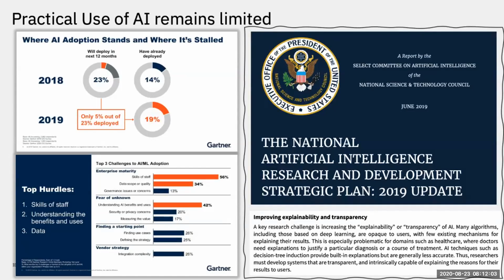Last year, the White House produced a report. This is a report by the Select Committee on Artificial Intelligence of the National Science and Technology Council. Highlighted in this report is the need to provide more explainability and transparency in AI systems, citing the opaqueness of these deep neural nets and how this is hindering the adoption in fields like healthcare, where decision makers need to have some handle on what the AI is doing and how the AI is arriving at its conclusions.